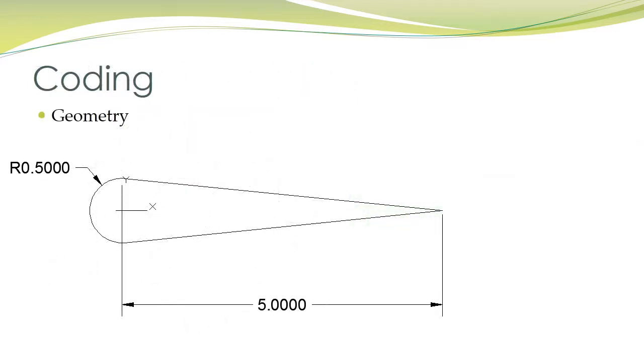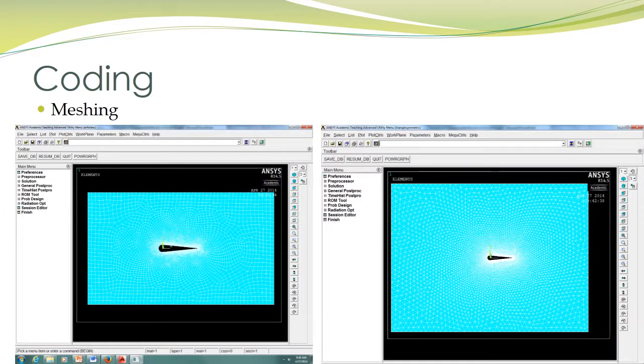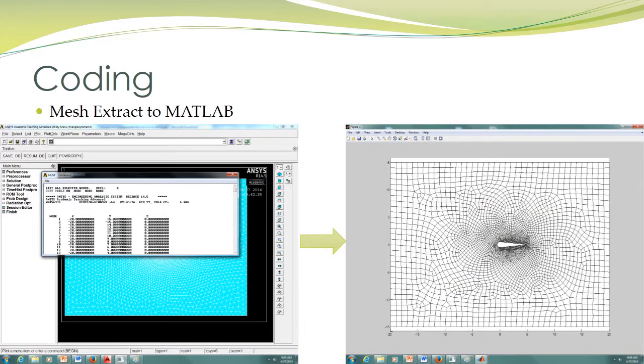And this is the geometry. In front there is a half circle and the tail is 5 meters long. I use ANSYS to mesh because it's automatically calculated, so I used pretty intense meshes. I extracted the information about the nodes and elements and exported them into MATLAB.